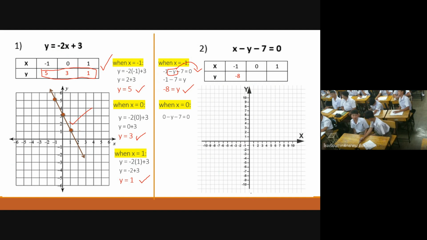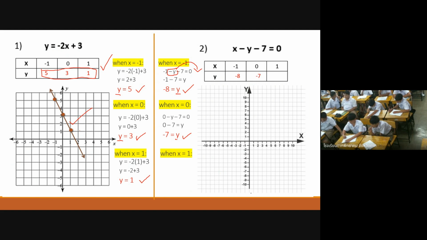Now, when x is 0, same thing. The value of your y is negative 7. Again, we're trying to make it positive y. We're going to find the value of positive y. How about when x is 1? The value of your y is negative 6. And one check for this.